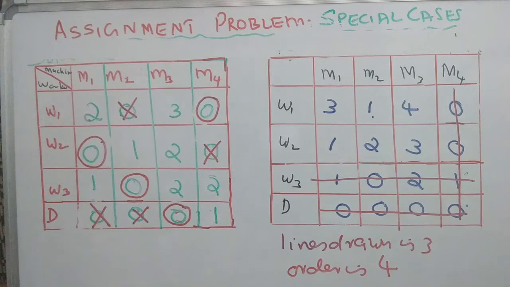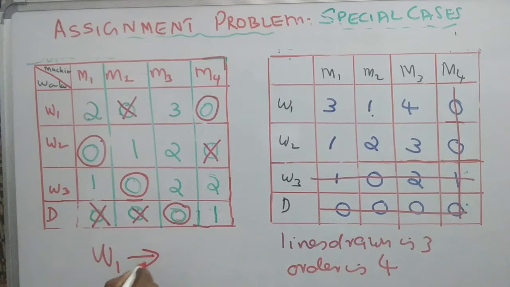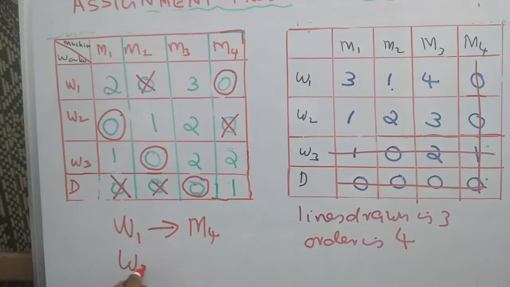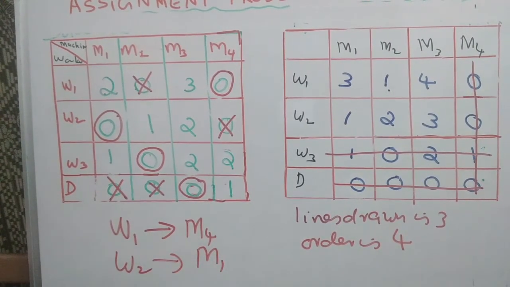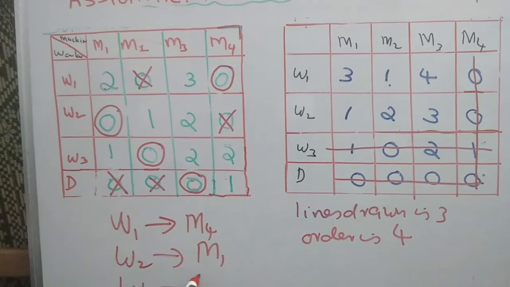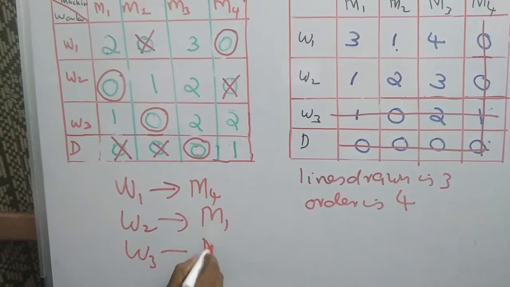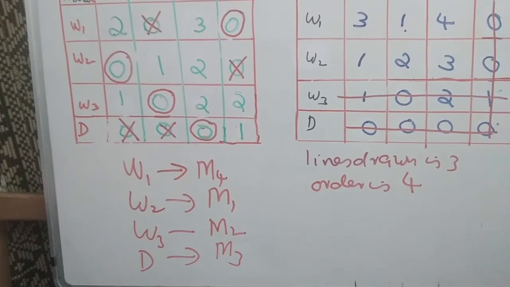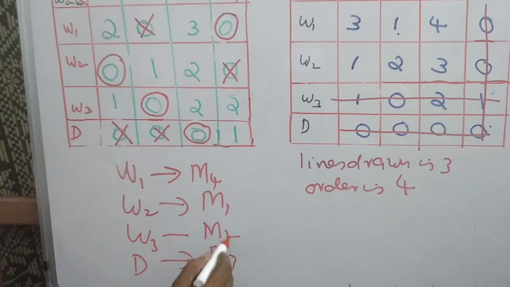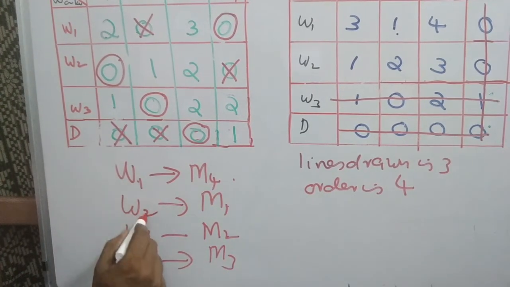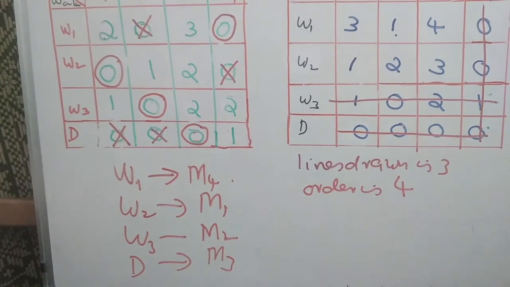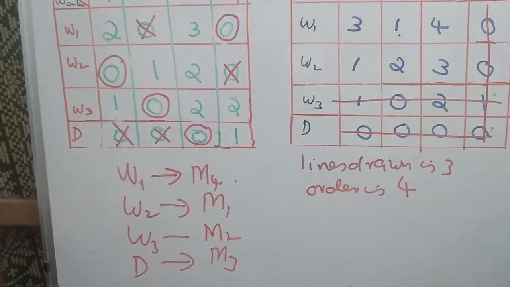Therefore, what is the final result? The first worker is assigned the fourth machine. The second worker is assigned the first one. The third worker is assigned M2 and the dummy to M3. Each worker has to receive one of M1, M2, M3, M4, for W1, W2, W3. Therefore, the optimum solution is attained.